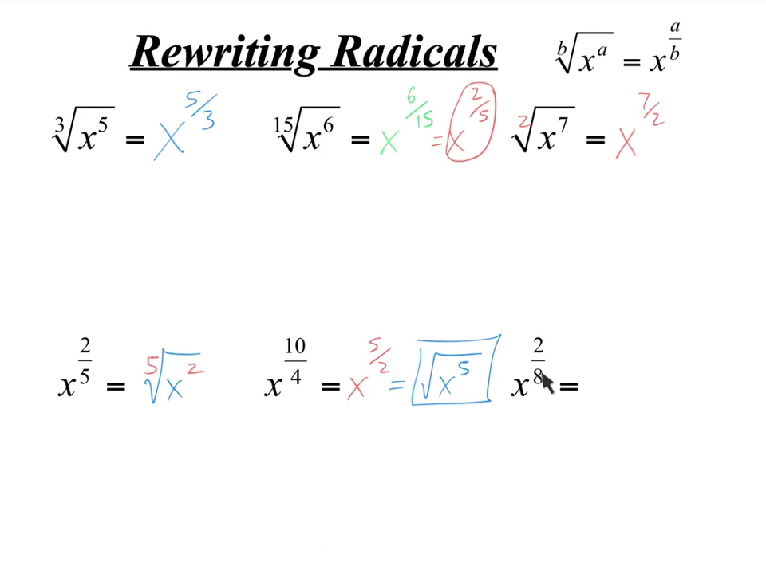Next, 2/8. That does reduce. 2/8 reduces to 1/4. Now, the 4 is going to be your root, so the 4 goes there. Do I have to put a 1 there? No, you don't need the 1 there because that's kind of awkward. But you could put it. You could put a 1 there, but that would be your radical form. So make sure you know how to go from radicals to fractional powers and fractional powers to radicals. Good luck with that.